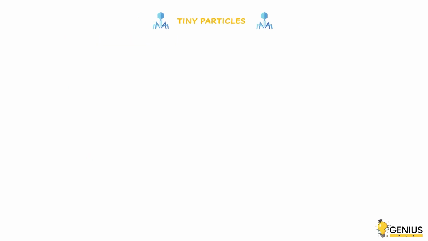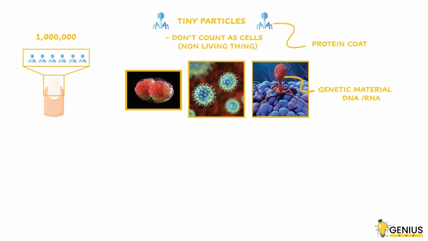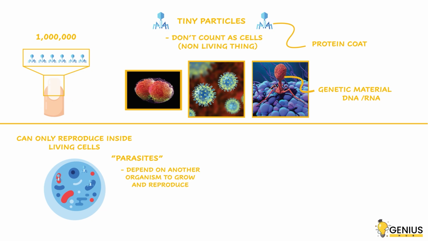Lastly, viruses are microscopic particles, not cells, and are incredibly small, nearly a million could fit across a fingernail. They consist of genetic material, DNA or RNA, encased in a protein coat. Viruses cannot reproduce independently; they must infect a living cell and hijack its machinery to replicate, making them parasitic.